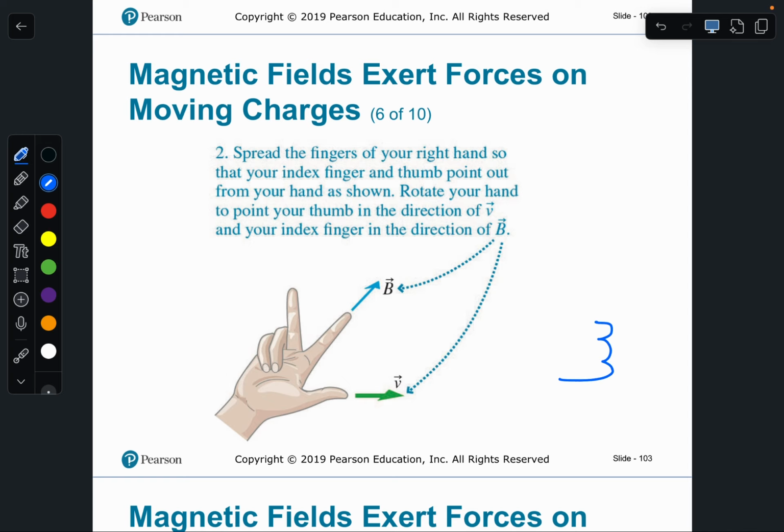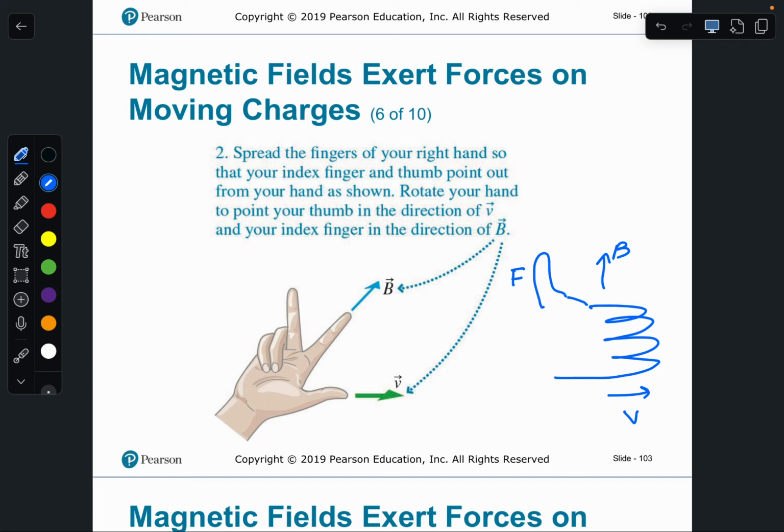Okay, like here are my knuckles. And then F is my thumb, and I'm starting my fingers in V, and then curling them into B. With your right hand, there's only one way to sweep your fingers, right? Your fingers only curl one way. Your fingers don't curl backward on your right hand.